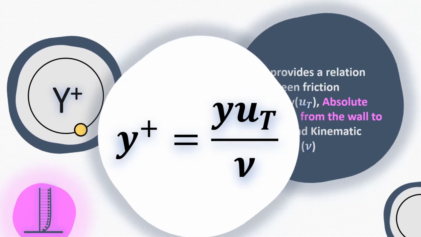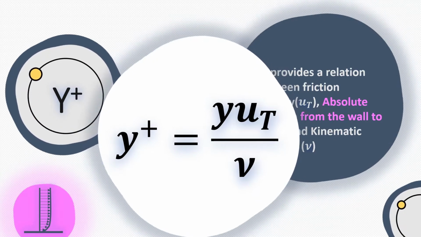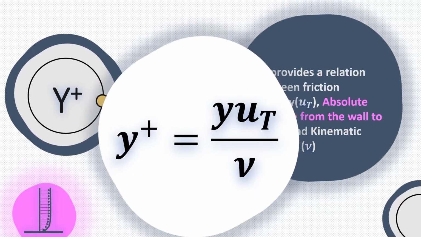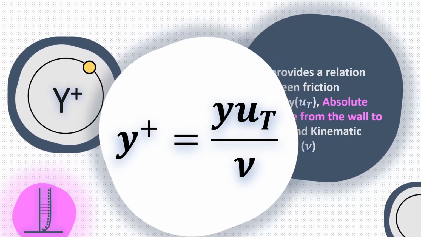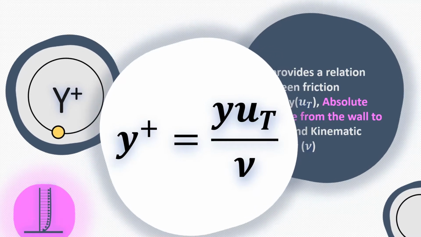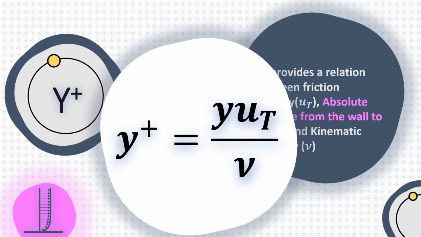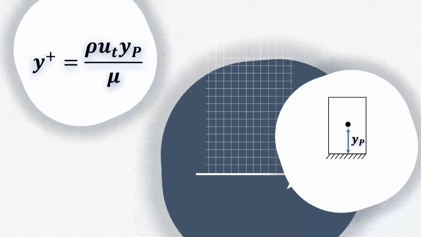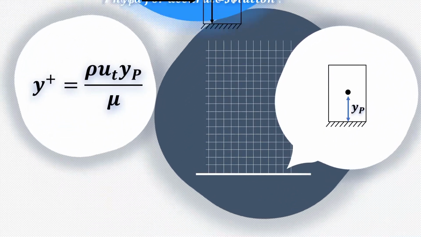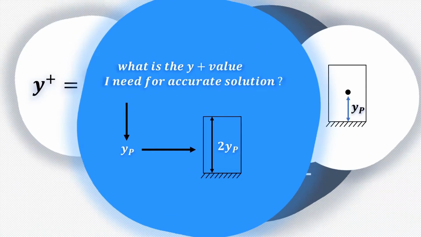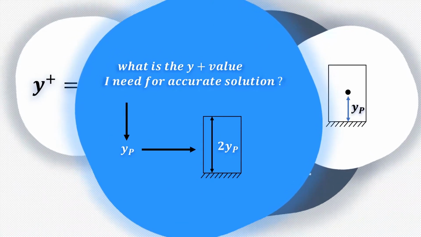Think of Y plus as similar to Reynolds number. Reynolds number has no unit but tells the fluid turbulence property. Similarly, Y plus is a check from the user's side as a guideline for a good solved result. And the equation can be rewritten as shown, where mu is dynamic viscosity. What is the Y plus value I need for an accurate solution? And what is the corresponding YP value to set my fluid volume size or mesh?